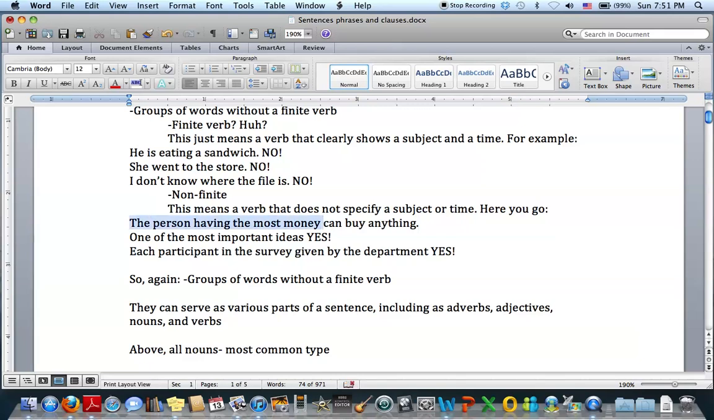Here's our subject, the person having the most money. Here's our verb phrase right here, can buy, followed by the object, anything. Okay, great. Same deal with the next one. I'll get rid of that yes.